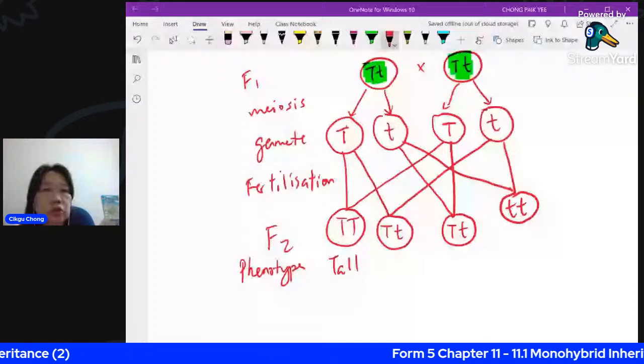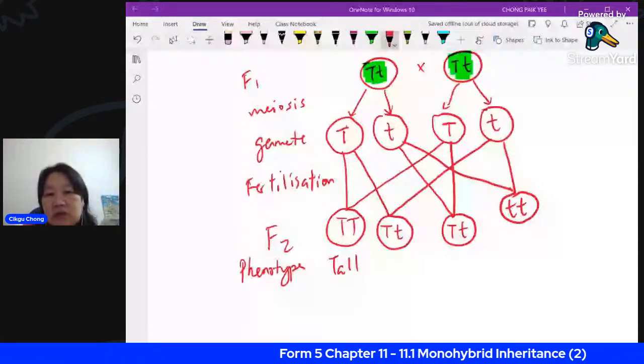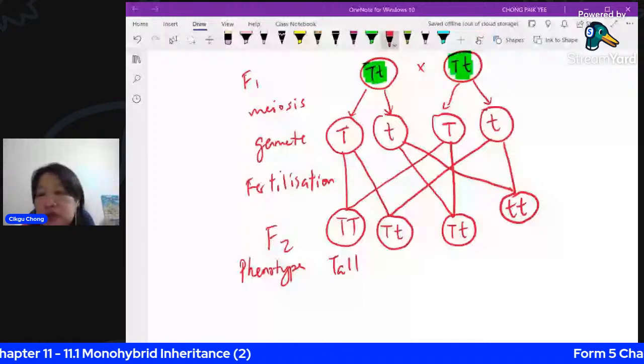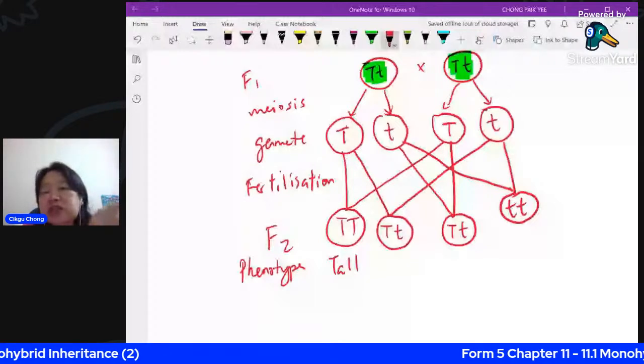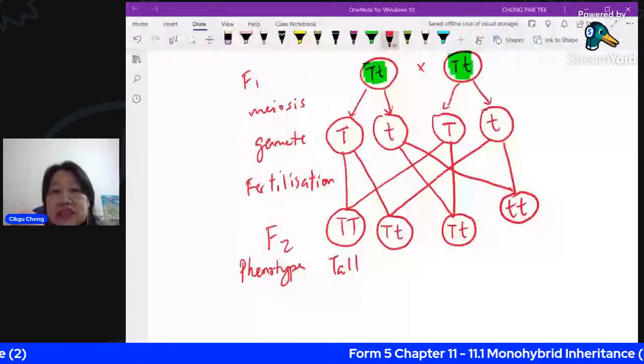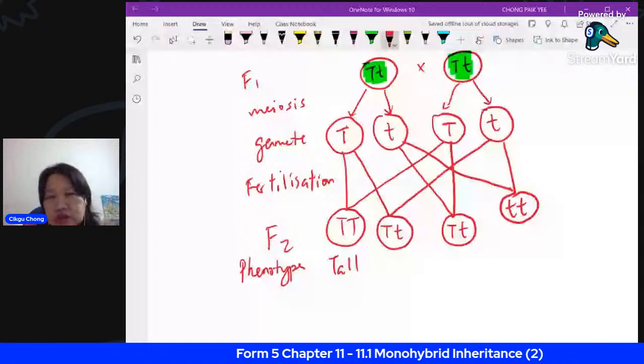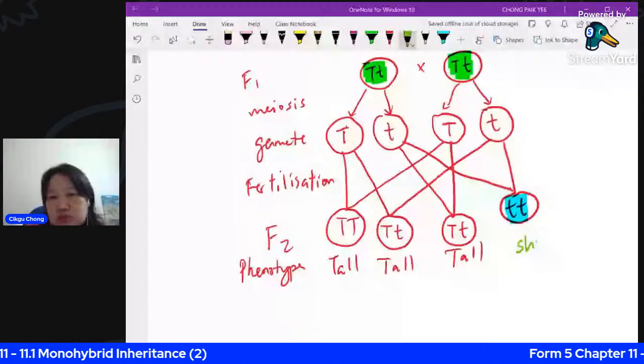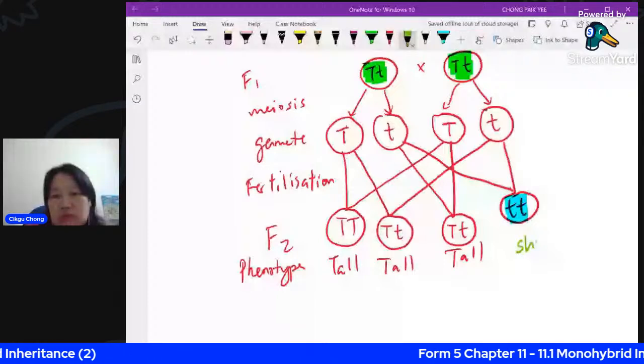So this is tall. And look at this one. Now this is a special one. This one you don't have any dominant at all. If you don't have any dominant allele, it will definitely show the recessive allele, which is short. So you can see you have a ratio of 3 to 1. 3 tall, 1 short. So this is how he explained.